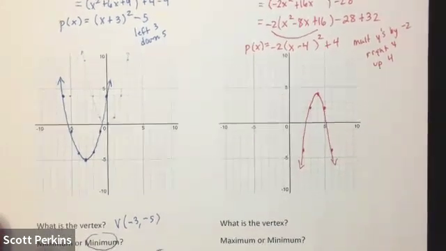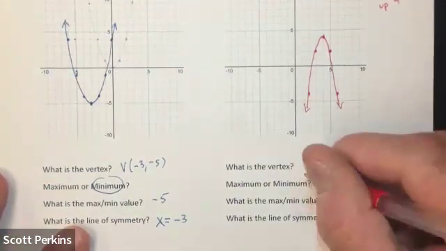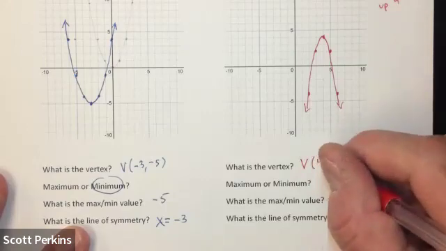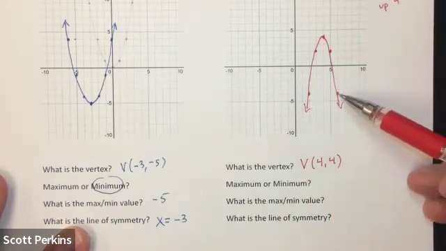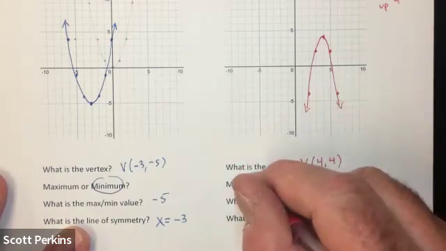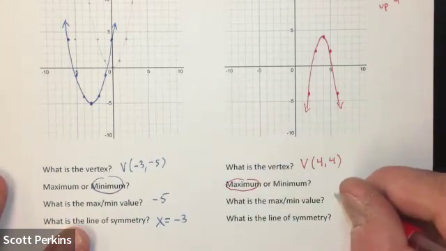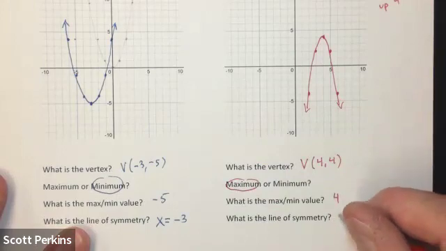Our final question is just based on that graph. What is the vertex? Well, the vertex is where I moved right 4 and up 4, so that is the point (4, 4). This one, since the ends are pointing downward, has a maximum value this time. And what is that maximum value? The maximum value is 4. And then the line of symmetry is the line x equals 4.